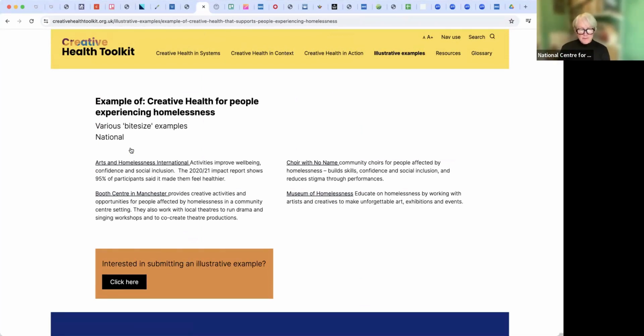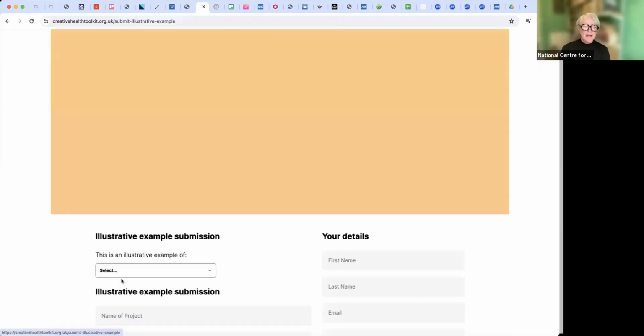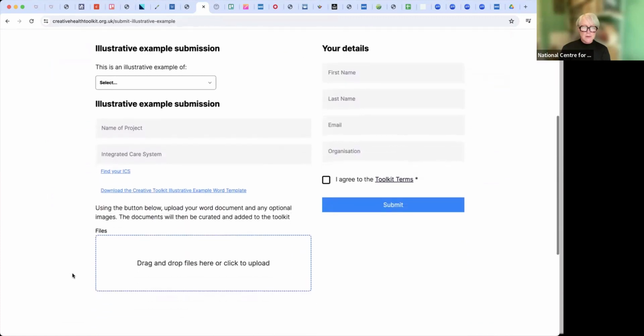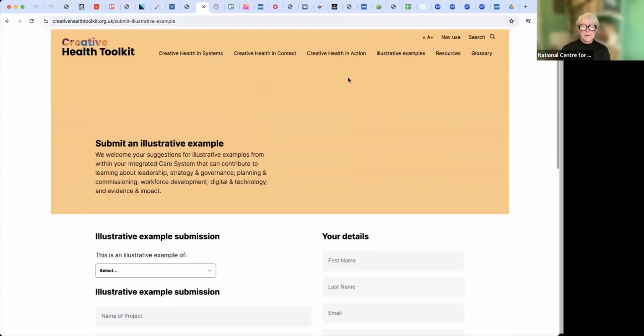You can see at the bottom of the page here, interested in submitting an illustrative example, and we would really welcome submissions. If you click on that page, there are various options you can choose. We ask for the name of your project and which integrated care system it's in, and then there's a downloadable Word template which you can upload.